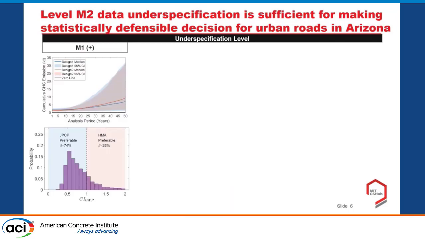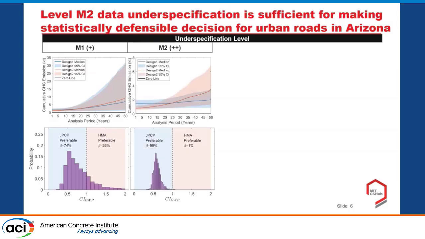level M1. So for example, it has a large variation of the life cycle GHG emission from year 1 to year 50. But when we are comparing the full life cycle at the year of 50, which design has the least GHG emission? The bottom figure shows that the JPCP with concrete has a 74% probability of performing better than the asphalt regarding the life cycle GHG emission.